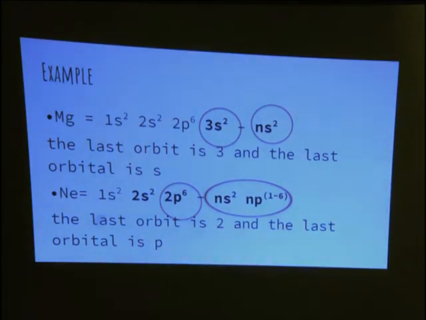Let us have a look at neon. The last electronic configuration is 2p⁶, and this is the general configuration for a p block element. Here we can figure out that the last orbit is 2 and the last subshell is p, which means it belongs to p block and to period number 2.